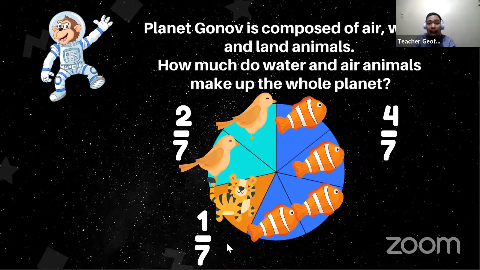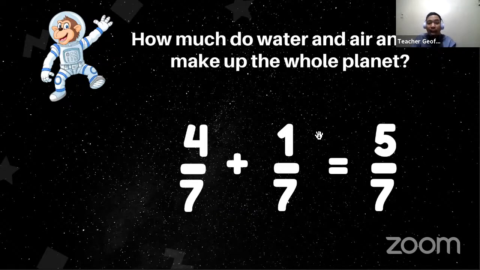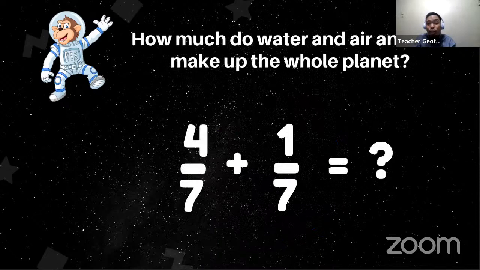The water and air animals make up what? Oops, really sorry for that. That should be 4/7 plus 2/7, which should be 6/7. Really sorry for the typographical error, guys, but that should be 6/7. But I guess we can look at that a different way. If we're going to add the water and the land animals, that will give us 5/7 as our final answer. Okay? But actually, your classmate Sharina was right. The final answer should be 6/7. My mistake, my bad, students.